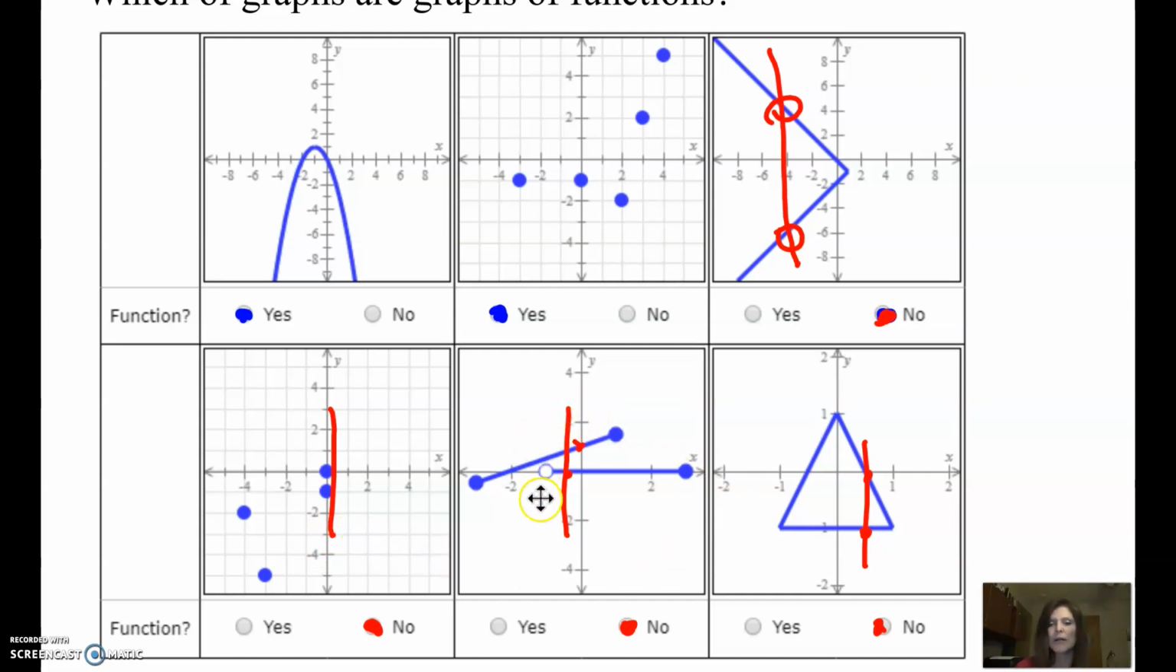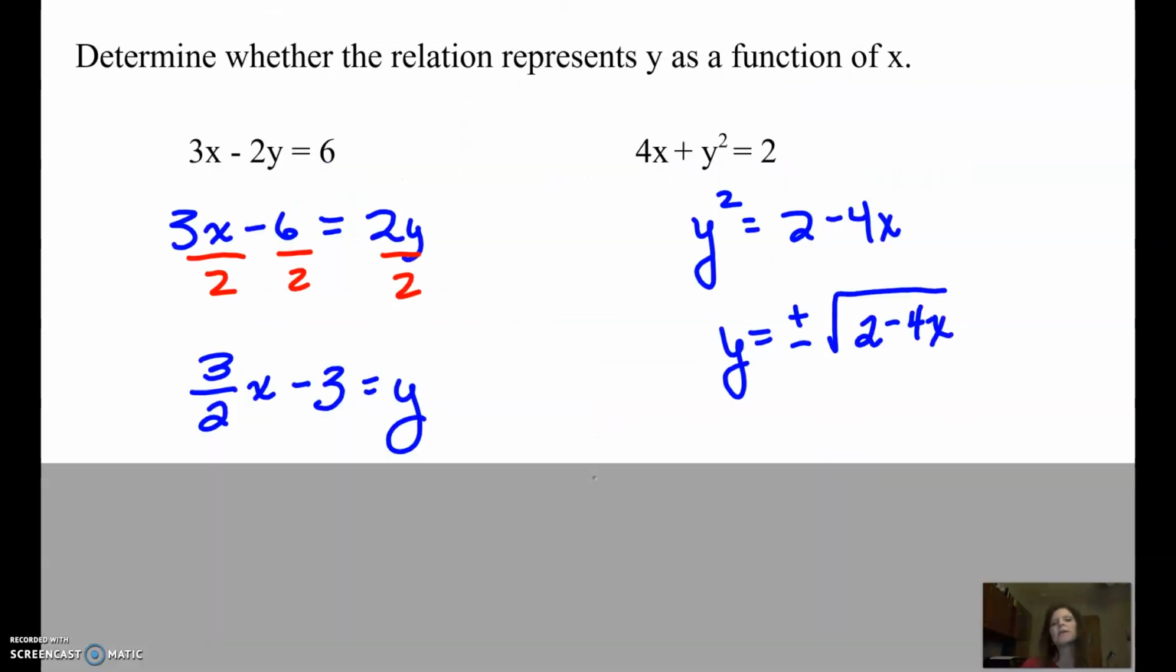This next one is what we call a piecewise function or a piecewise defined relation because I have different rules for different x's. The problem is not that it's broken. The problem is that when I draw this vertical line here, it actually lands on both pieces, telling me again that that particular x has two y values. So that's not a function. And then here, this cool looking triangle, nice picture, but it is not a function because that vertical line crosses more than once.